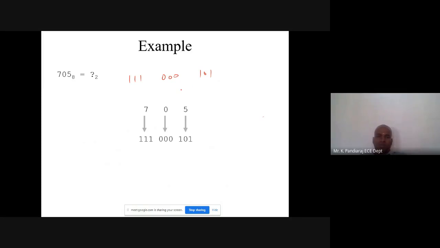So the important thing is, if octal, then 3-bit representations are needed, and if hexadecimal, then 4-bit representation. That is very, very important.